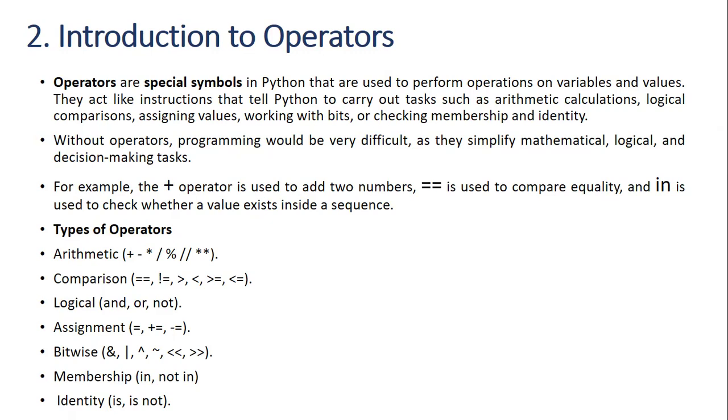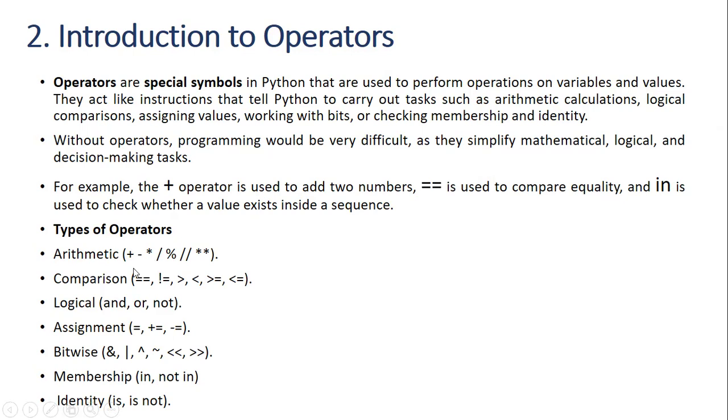So basically, operators are special symbols that Python uses to perform operations on different variables and values. They are like an instruction that tells Python to carry out different tasks. Those tasks can be arithmetic, logical comparisons, assigning values, working with bits, and checking for membership, identity, all those things.